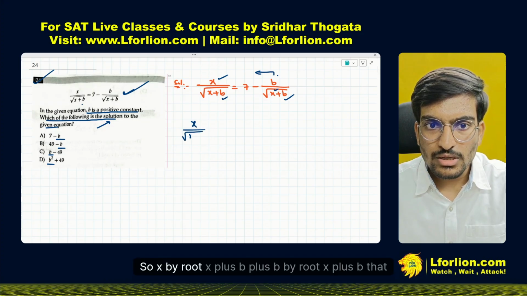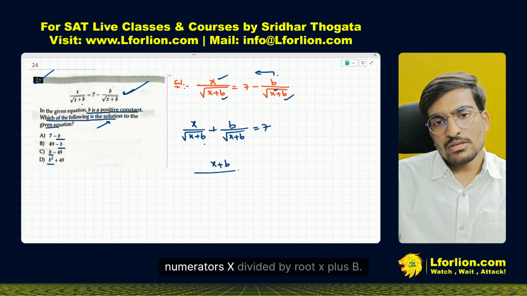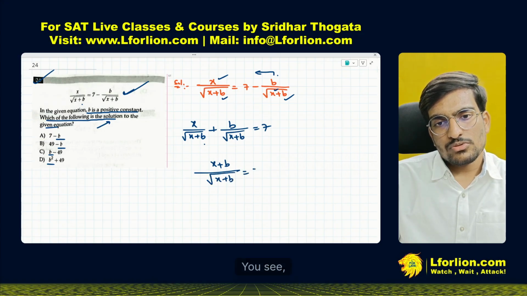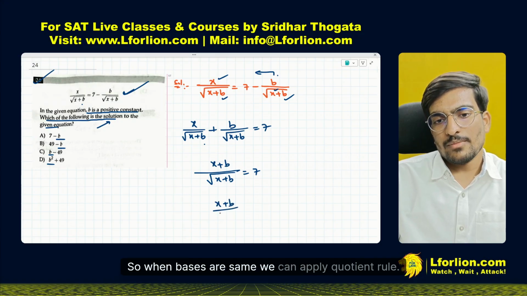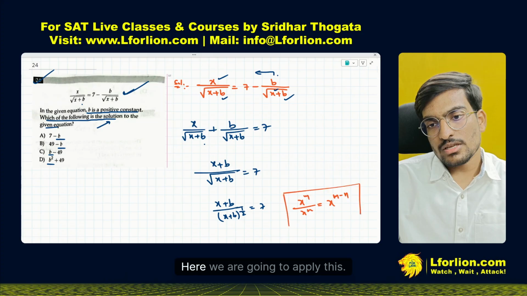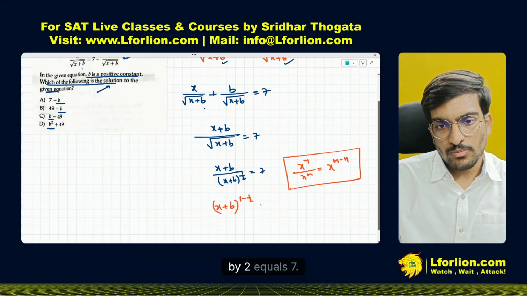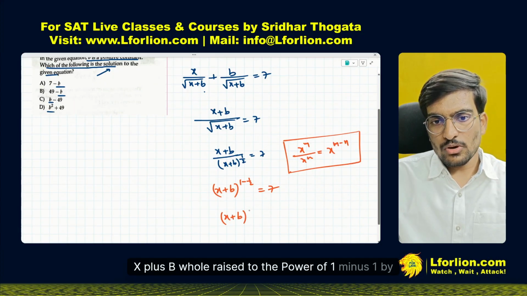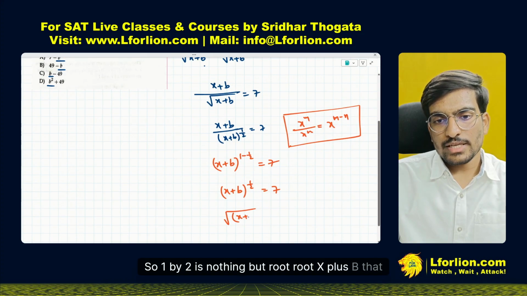So x by root x plus b plus b by root x plus b equals 7. Now the denominators are the same, so we can add the numerators: x plus b divided by root x plus b. You see numerator and denominator are almost the same, only the root is the difference. When bases are the same, we can apply the quotient rule. What is the quotient rule? x raised to the power m divided by x raised to the power n equals x raised to the power m minus n. Here we are going to apply this. So x plus b whole raised to the power of 1 minus 1 by 2 equals 7. 1 minus 1 by 2 is 1 by 2, so x plus b raised to 1 by 2, which is nothing but root x plus b, equals 7.